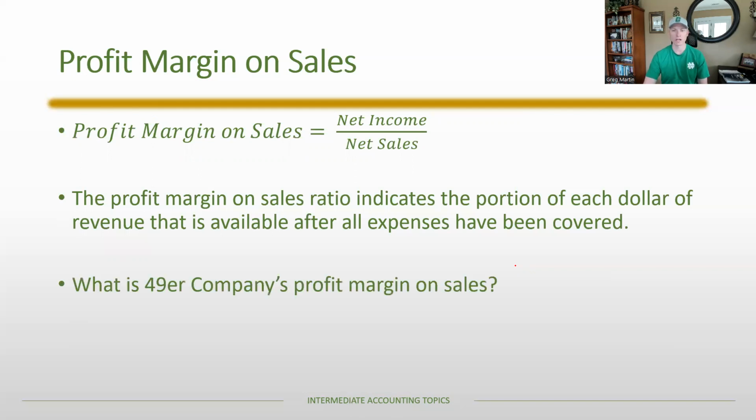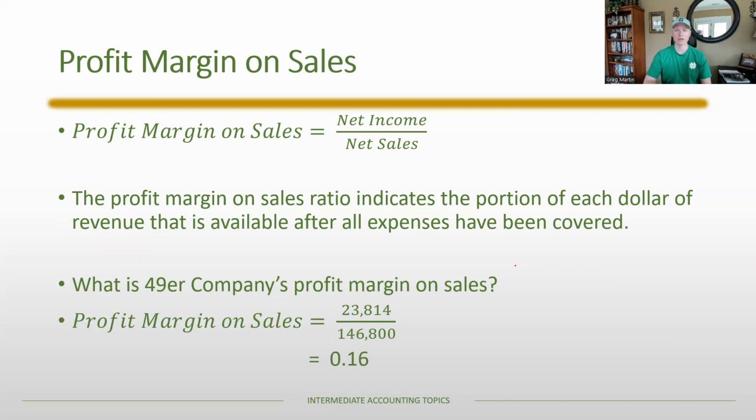So for 49er Company, we know that net income is 23,814. The net sales was 146,800, which gives 0.16. So for every dollar in sales, they net 16 cents. Again, generally higher is going to be better. I cannot think of a situation where you wouldn't like more as far as your net. But as far as whether this is good for this company, it is a little more ambiguous because you need to compare it to peers or industry average or something like that.